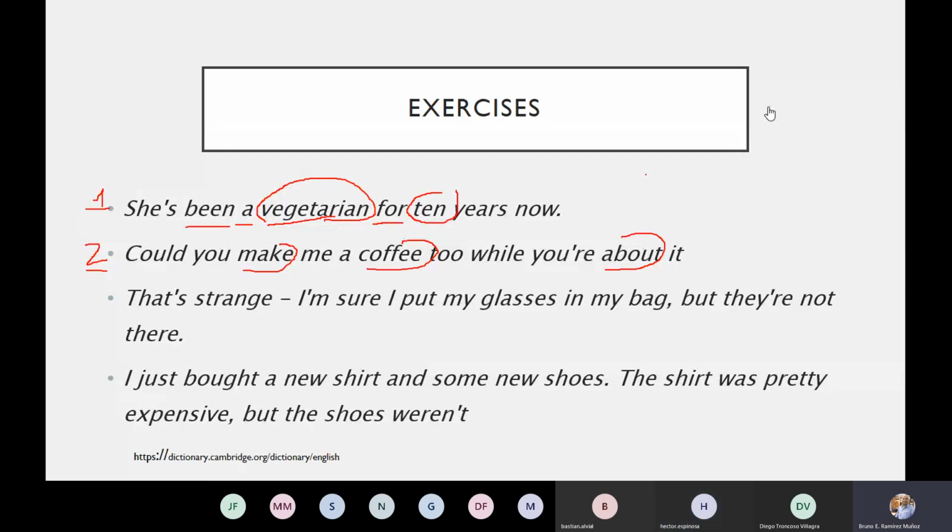Now the second part. Can you read the second part, please? I'm sure I put my glasses on my back.